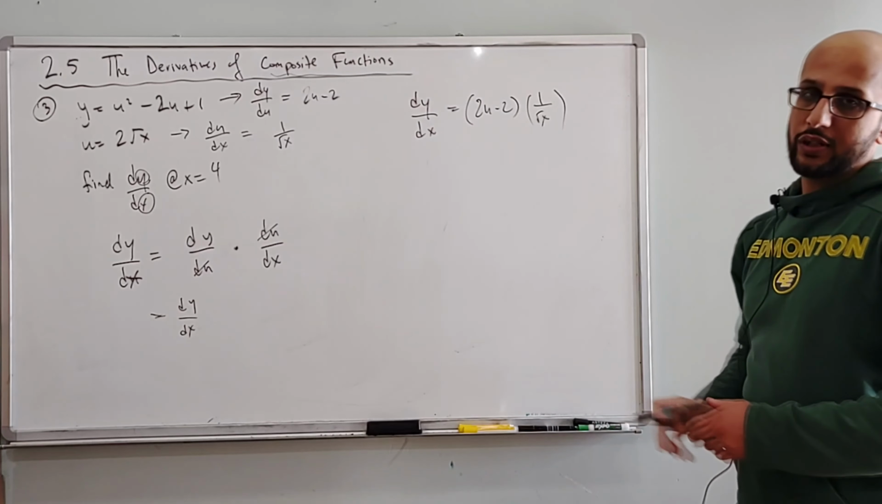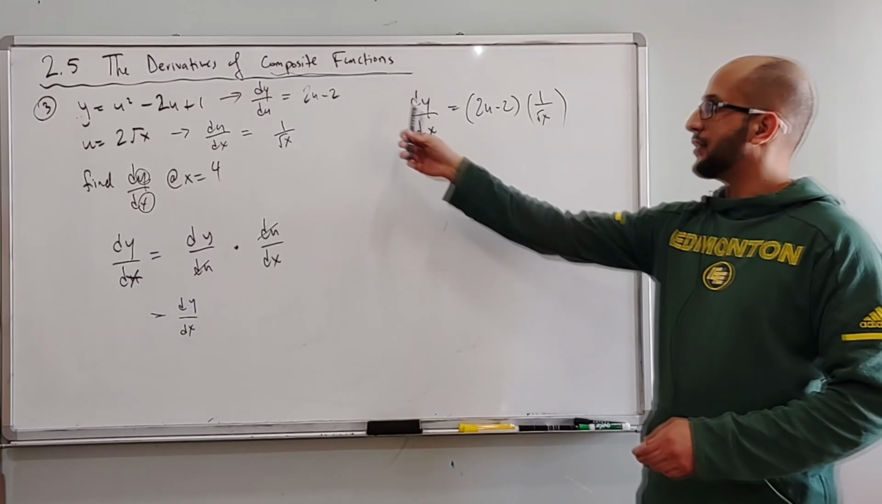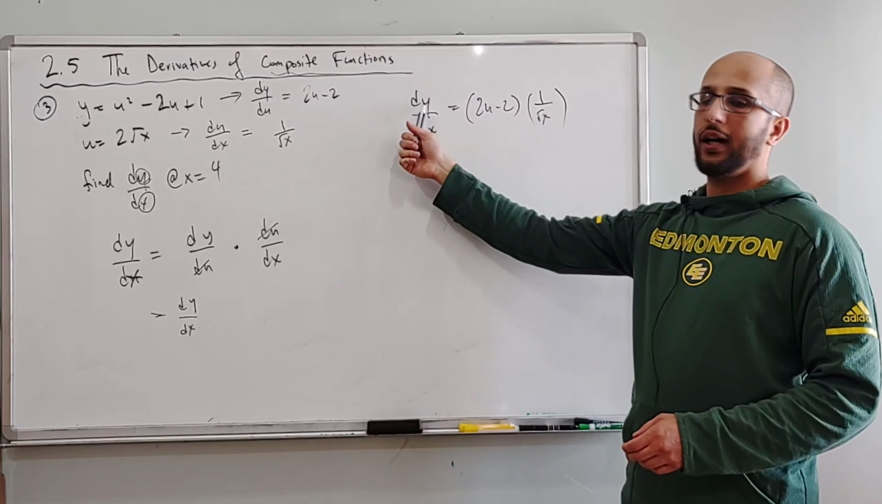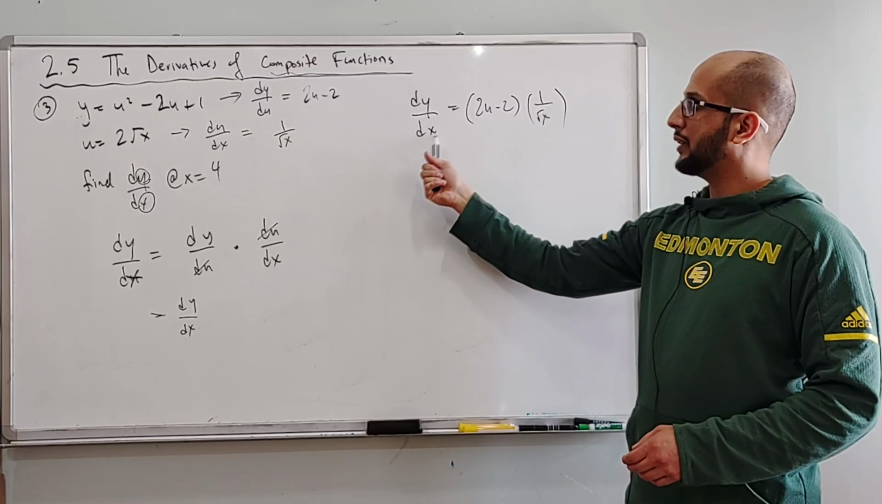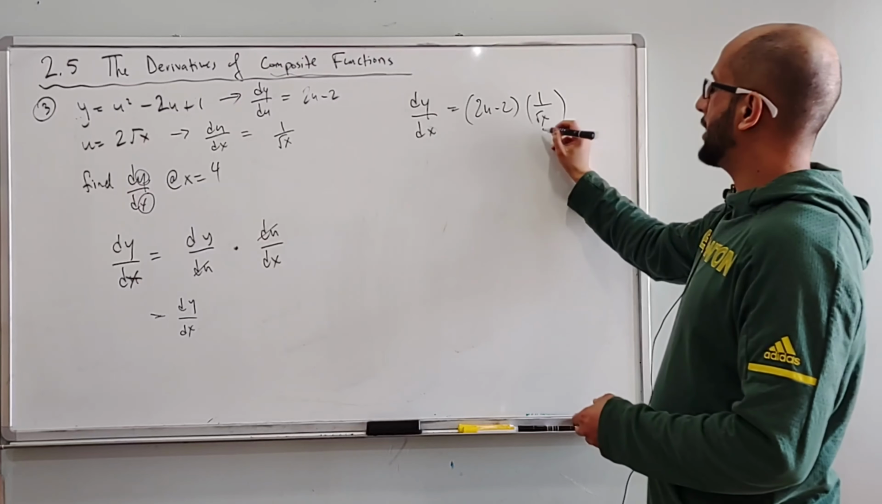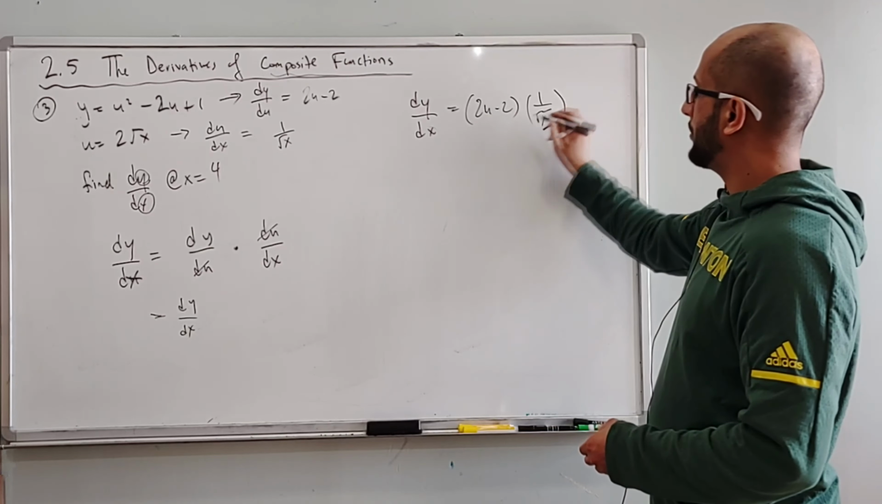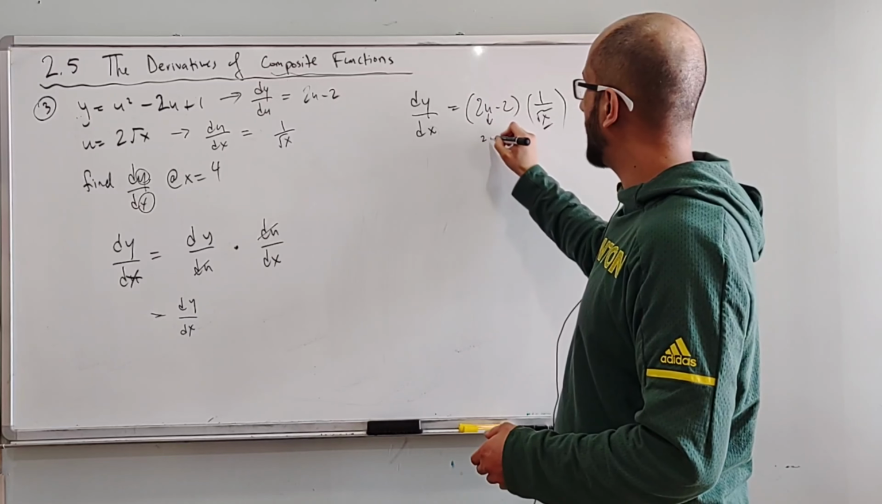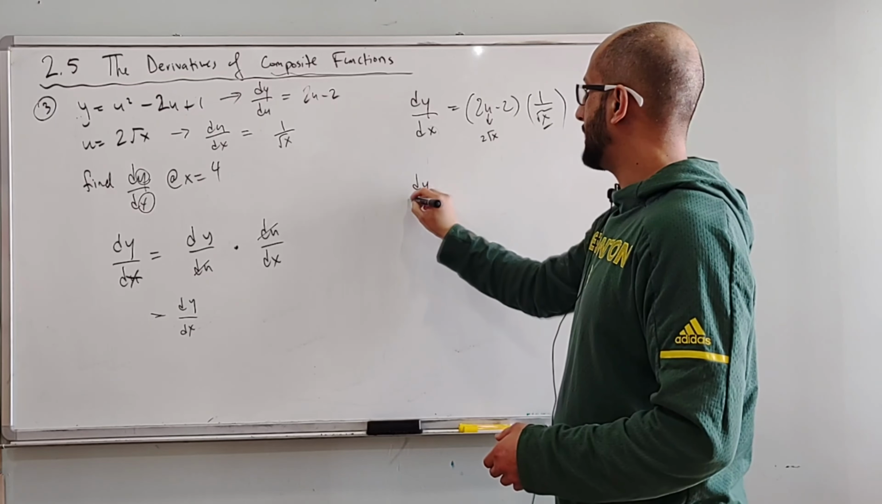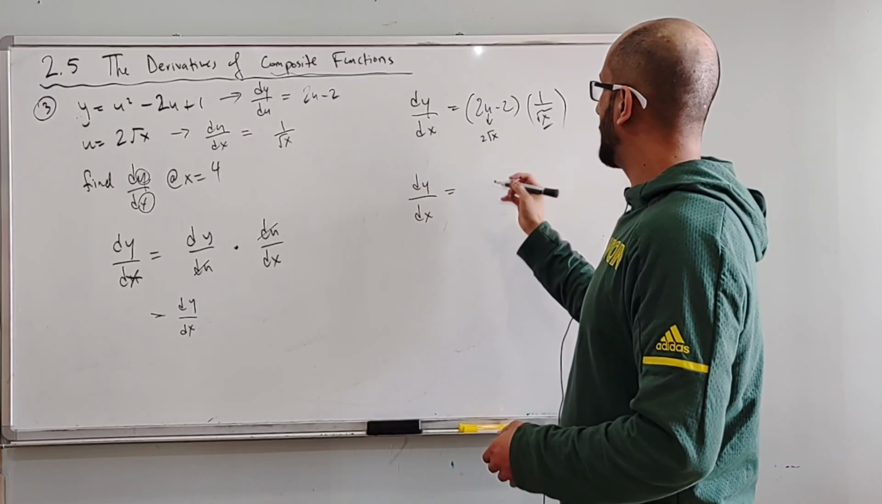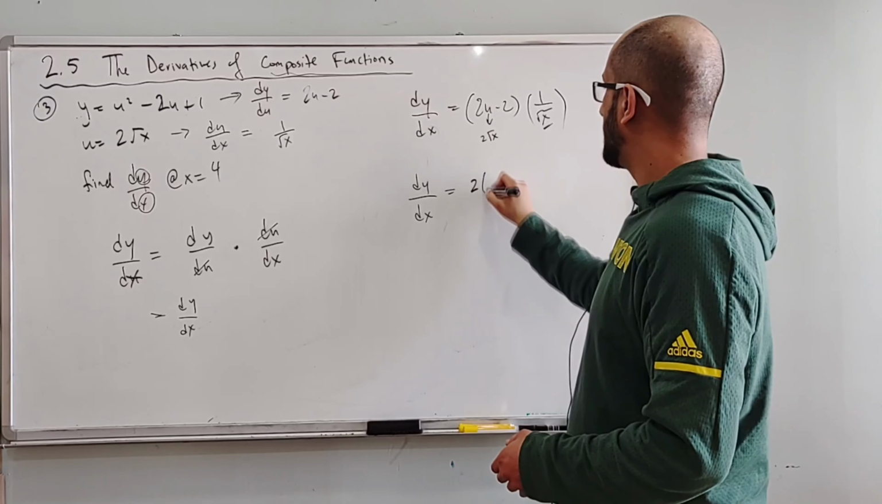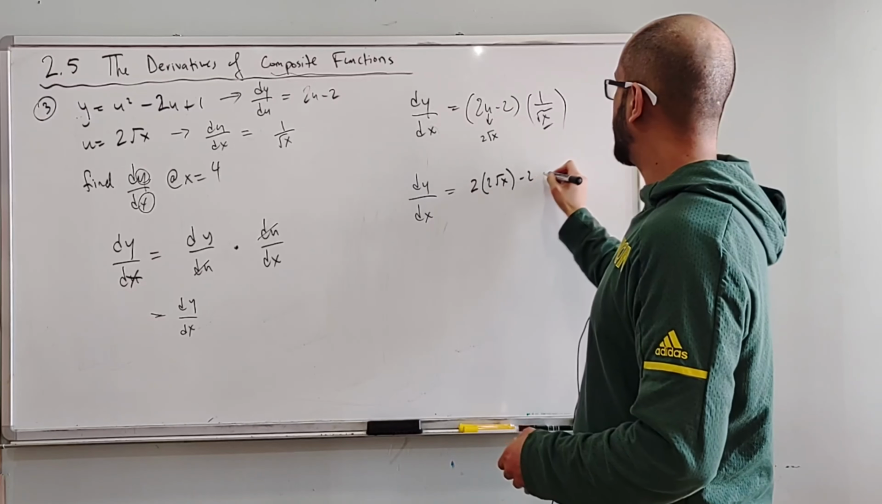That would be dy over dx, but there's still a problem. Dy over dx implies the derivative of y where the independent variable is x. We have the independent variable x here, but then we also have this u. The u is a problem. What we can do is go back to our equation and realize that u is equal to 2 root x, and we can substitute that. So dy over dx is going to equal 2 times 2 root x minus 2, multiplied by 1 over root x.